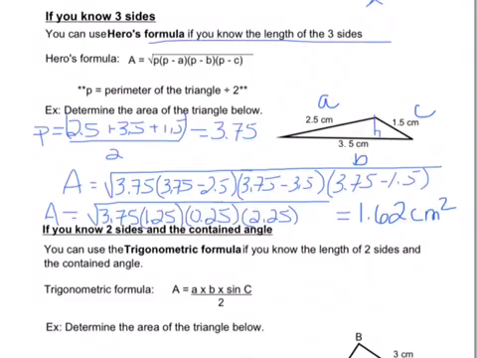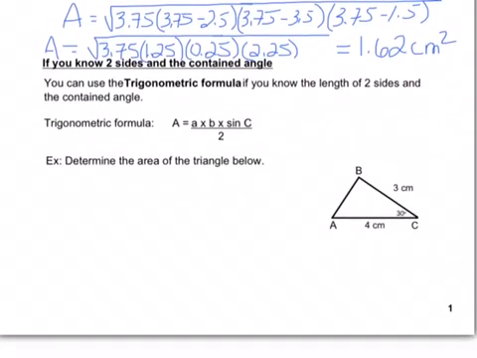Now, if we look at our next example, this triangle here, we don't have all three sides. But we do have two sides and an angle. So if you are given two sides and an angle, actually it has to be the contained angle, then you can use this formula here.